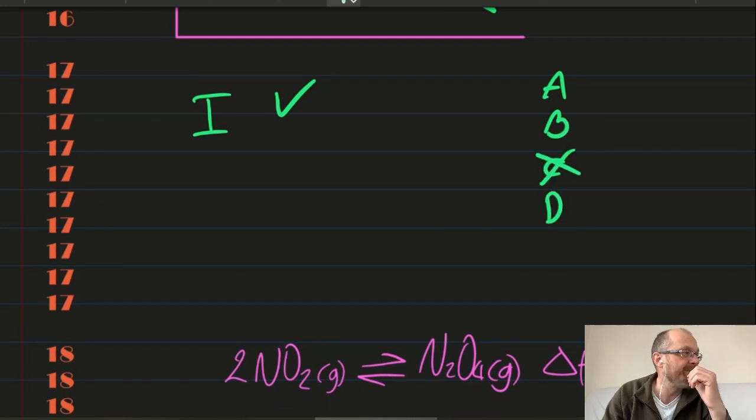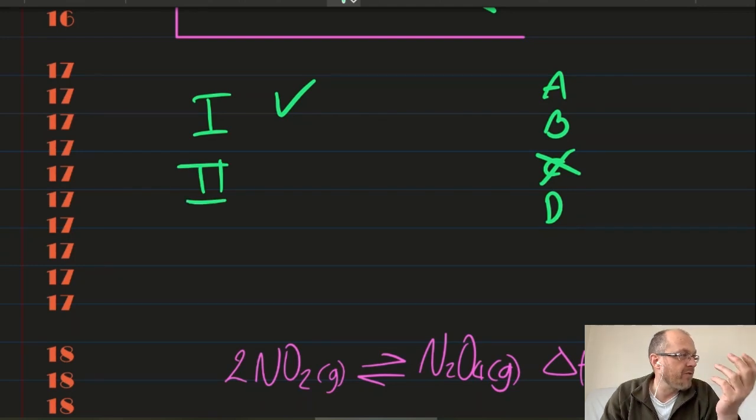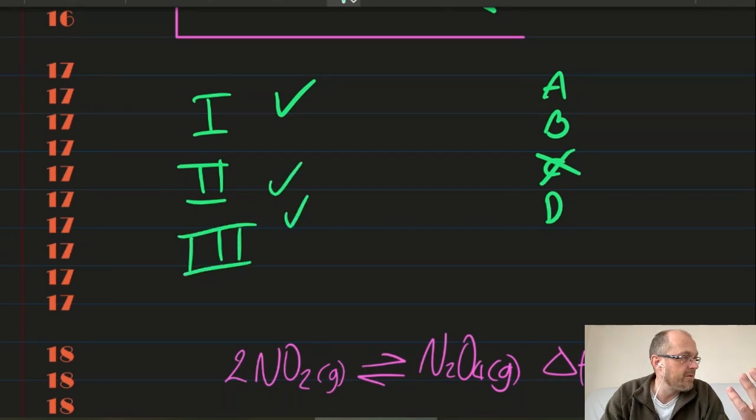So looking at A, B, C, D. C's out. Concentration, yep. You increase the concentration, there's more collisions per unit time. So 2's correct. The pressure of reacting gases, yeah, if you increase the pressure, then there's going to be more collisions per unit time. So they're all correct. So that's going to be 17D.